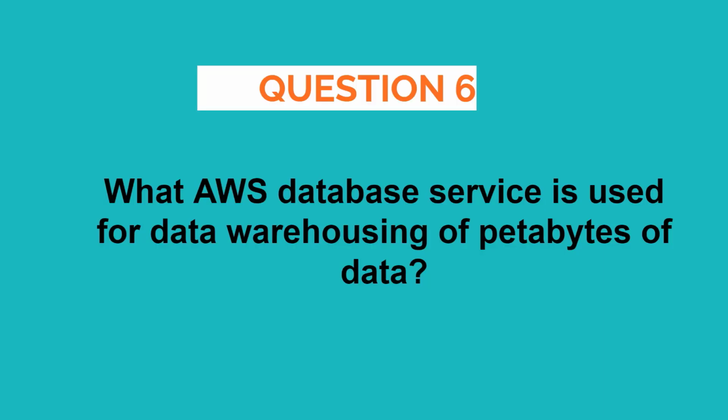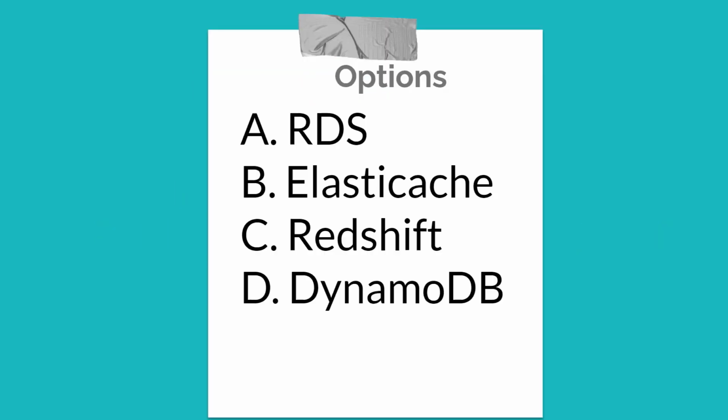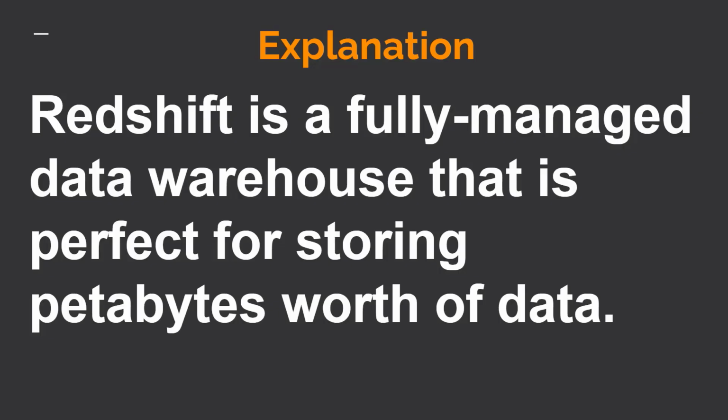Question 6. What AWS database service is used for data warehousing of petabytes of data? Option A. RDS, B. Elasticache, C. Redshift, D. DynamoDB. Right answer is C. Redshift. Explanation. Redshift is a fully managed data warehouse that is perfect for storing petabytes worth of data.